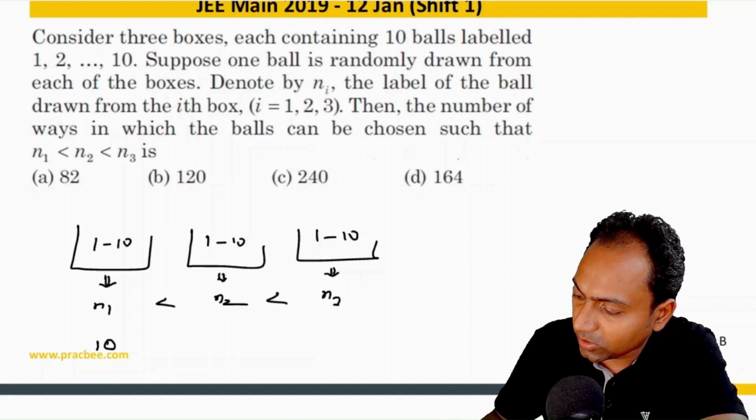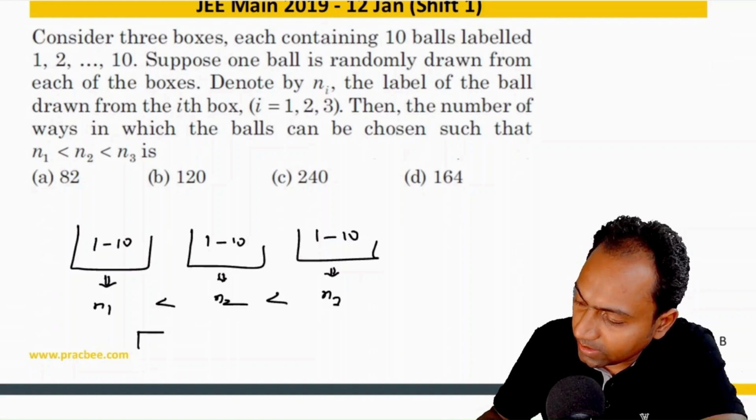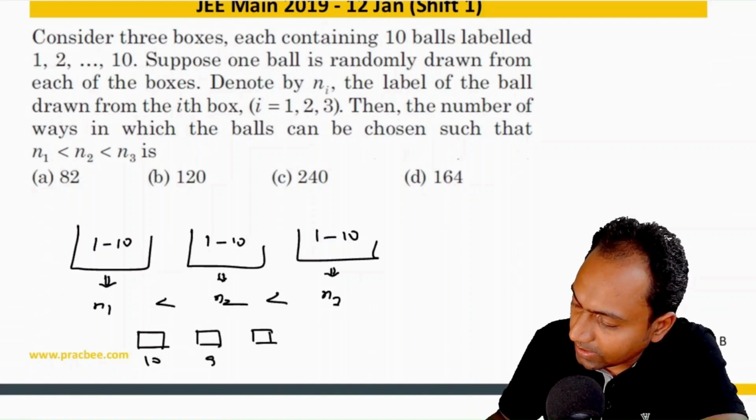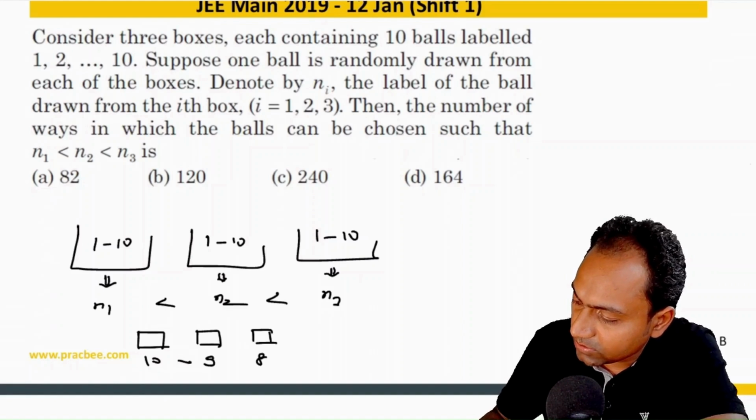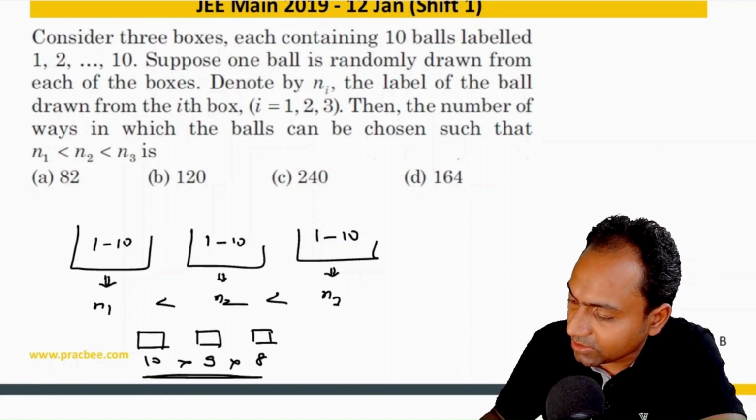So it is like filling 3 boxes. So 3 distinct balls can be chosen from these 3 boxes in 10 ways, then 9 ways, and then 8 ways. So these are the total ways of choosing 3 distinct balls.